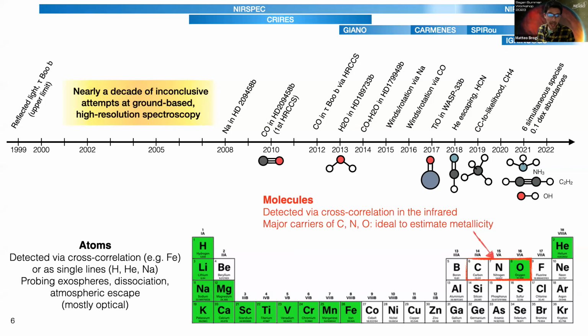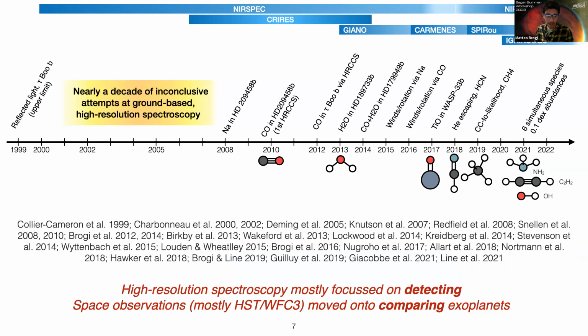And on the atomic side, what we know is that since atoms have higher opacity than molecules, we can probe higher up in the atmosphere. So the hope there is to start tracing also potentially atmospheric escape by looking at particular atoms. And I just put here a list of references, like the first discoveries or claims of a certain species.